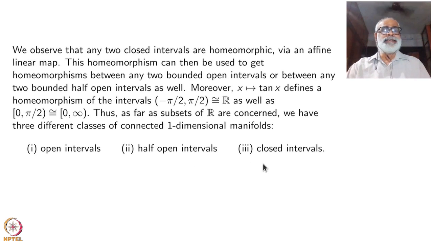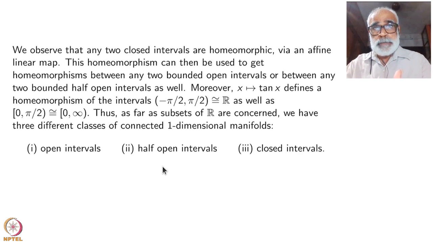So there are only three classes. When I say the list, whatever I mention here, they are themselves homeomorphic to each other. So if you take one half interval, 0 to half, 0 to 1, 1 open, then there is no need to take 0 open and 1 closed, because they are already homeomorphic to each other.